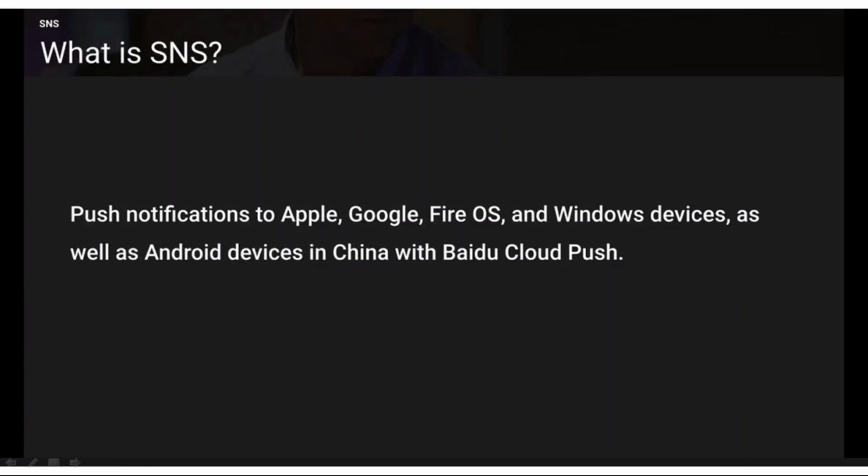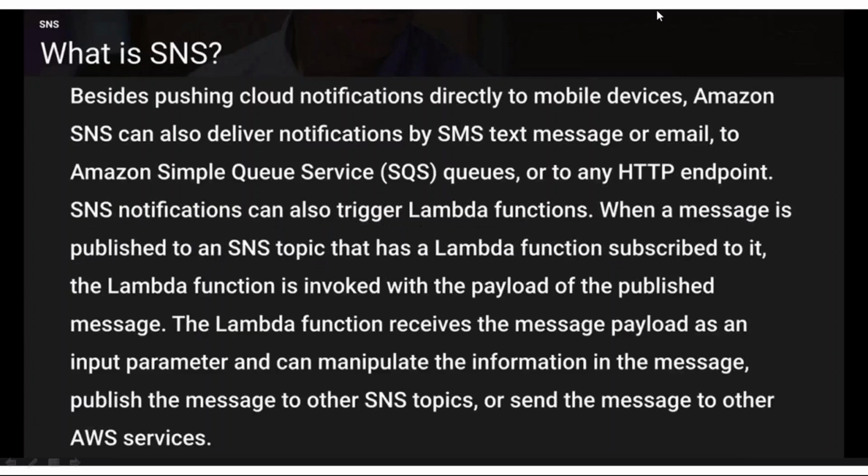So push notifications to Apple, Google, Fire OS, Windows devices, as well as Android devices in China with Baidu Cloud Push. With the AWS Cloud, we will be able to push notifications to any of these devices on any of these platforms. So there's no differentiation in the way we can push notifications from the SNS of AWS. We start pushing the cloud notifications directly to the mobile devices.